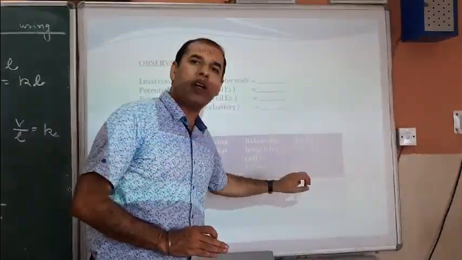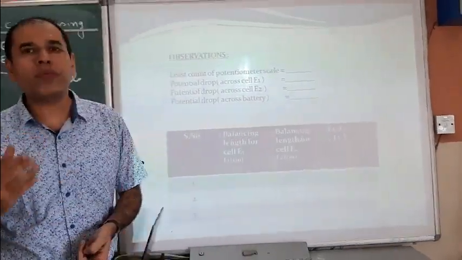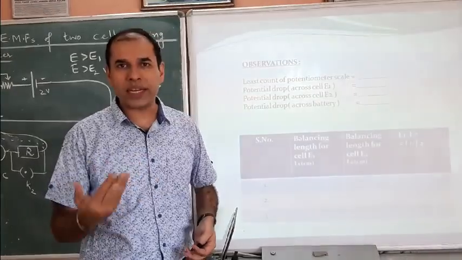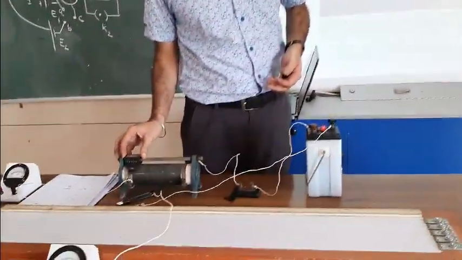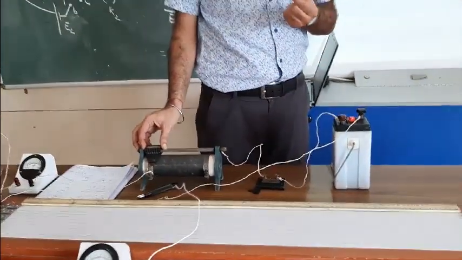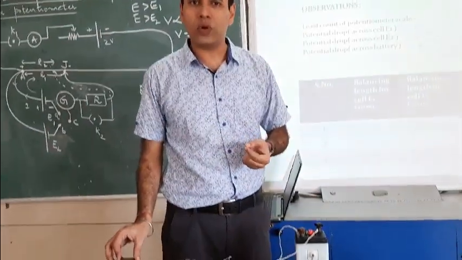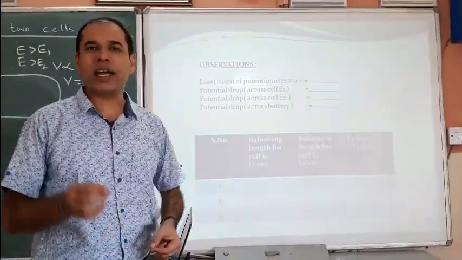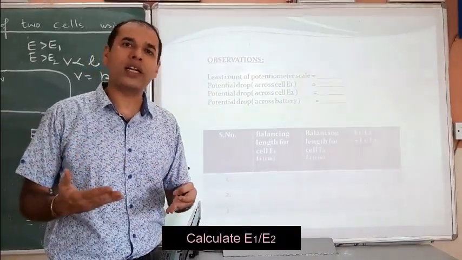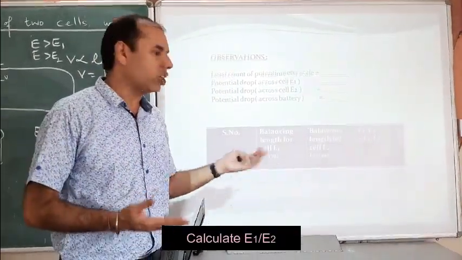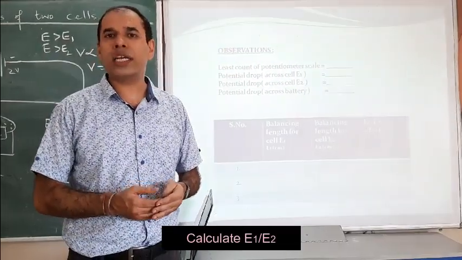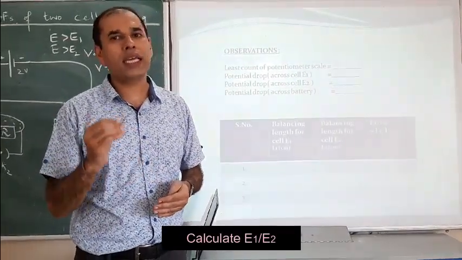Find the ratio E1 by E2. Then you can perform the same experiment 2 more times, and in the coming times try to disturb this rheostat a little bit and take 2 sets of readings more, and then you can find E1 by E2 3 times. As many times as you find it, the better, but 3 is sufficient, I suppose. So after taking 3 sets of readings, you can take the mean of E1 by E2.